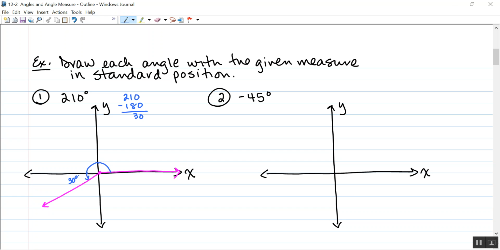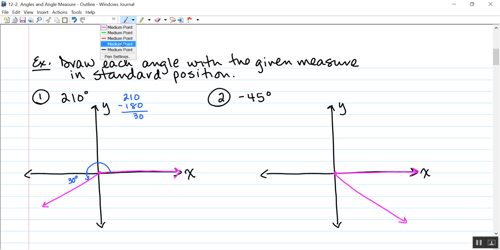So this would be a 210 degree angle, starting here and going around 90 plus another 90 plus another 30 for 210. A negative 45 degree angle is also going to start on the positive x-axis, but since this angle is negative, it's going to be going clockwise, so it's going to go down this way. From the positive x-axis to the negative y-axis would be 90 degrees, but I only need half of that. Actually, I think I can probably draw this. It would look something like that.